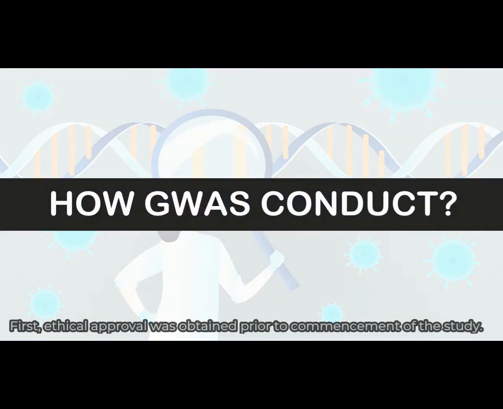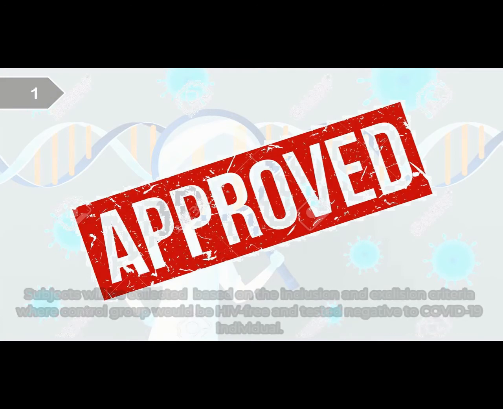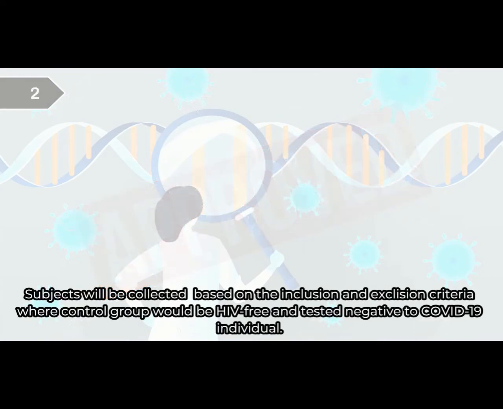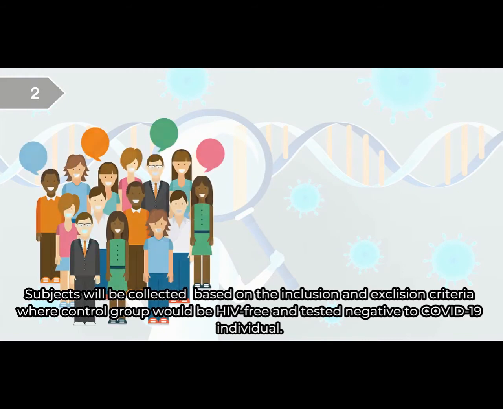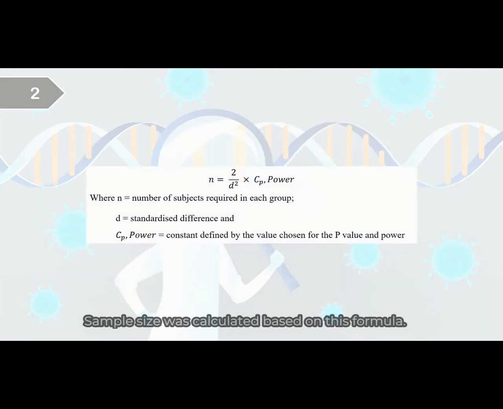First, ethical approval was obtained prior to commencement of the study. Subjects will be collected based on the inclusion and exclusion criteria, where the control group will be HIV-free individuals who tested negative for COVID-19, while the case group will be patients diagnosed positive for COVID-19. Sample size was calculated based on this formula.